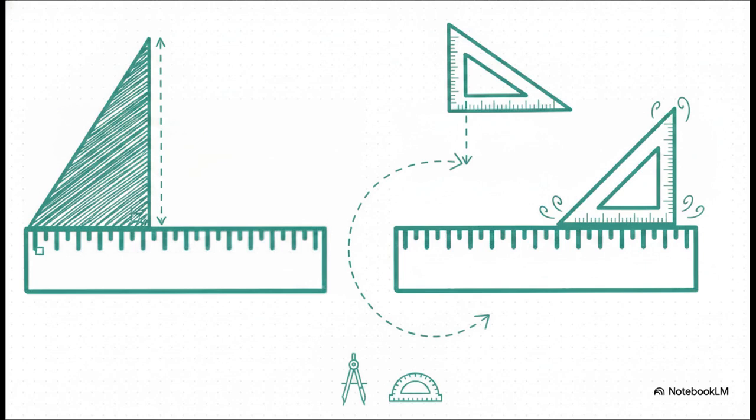But, as the source diagrams clearly show, if you align your ruler firmly to the base and then place a right-angled set square right on top of it, you can smoothly slide that set square along the ruler. And the moment the vertical edge hits your top vertex, you draw your line. It drops at a perfect, absolutely uncompromising 90-degree angle.